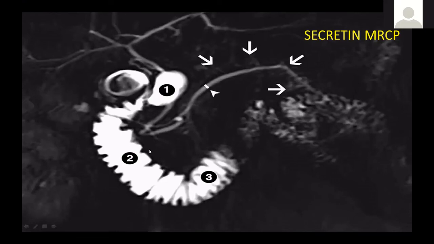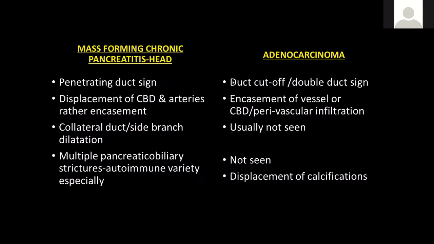Grade 1 and grade 2 function are regarded as exocrine pancreatic insufficiency. Grade 3 is sufficient pancreatic function. So with the secretin MRCP, we can evaluate early changes of chronic pancreatitis as well as exocrine function of the pancreas.